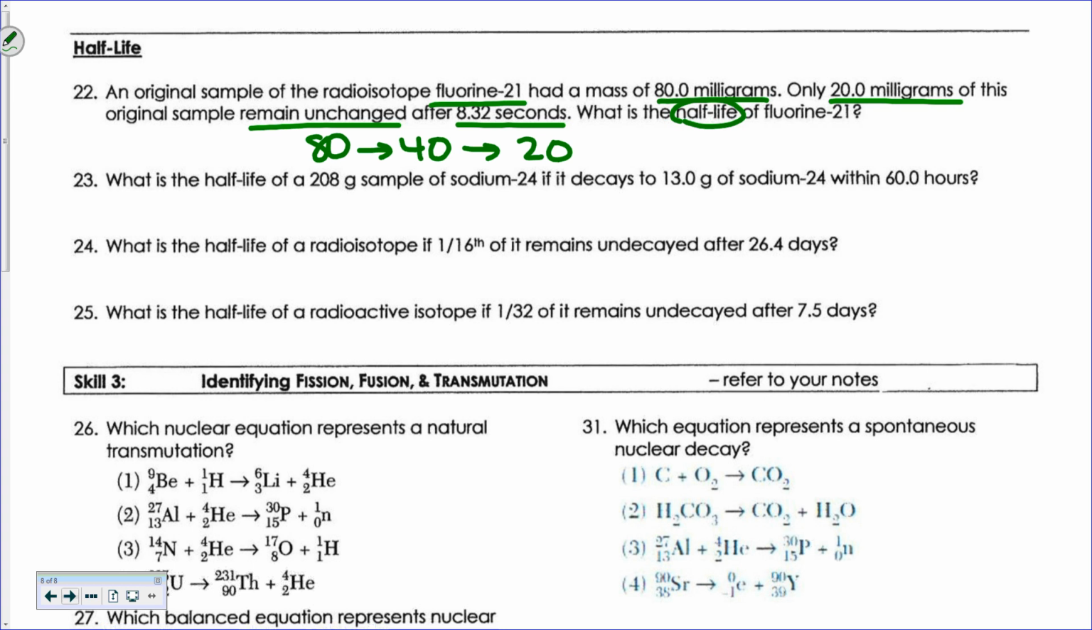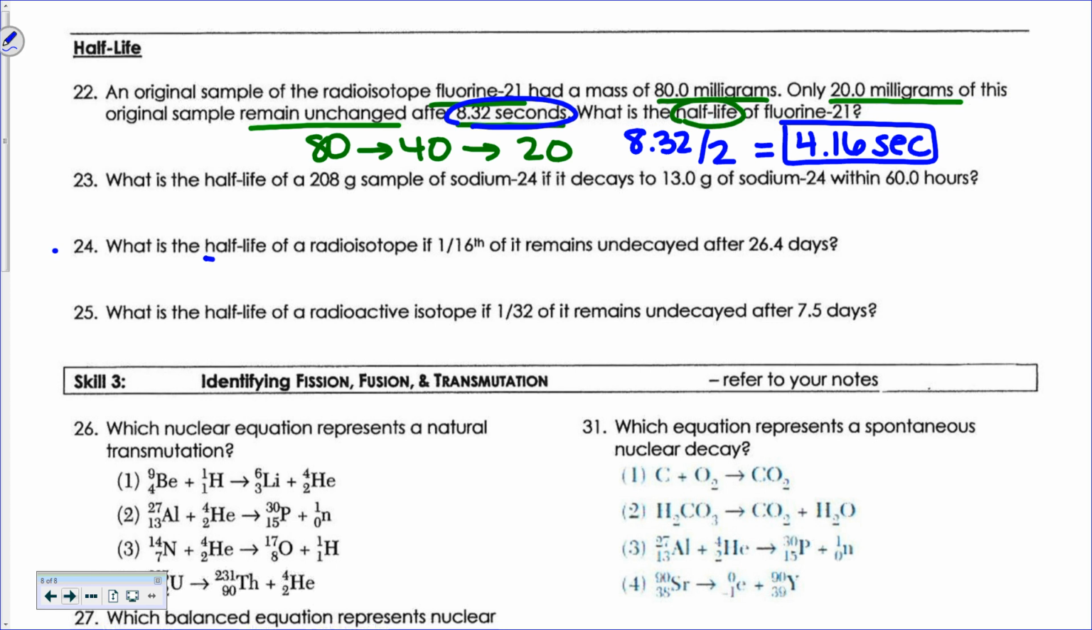So 2 half-lives happened in 8.32 seconds. So go 8.32 divided by 2, and you're going to get 4.16 seconds would be an individual half-life. Let's do one more problem. 24.